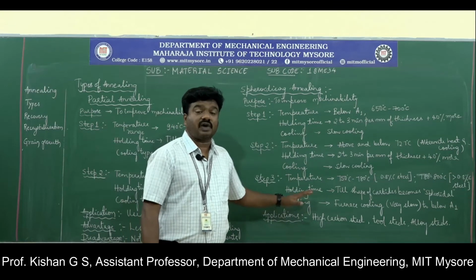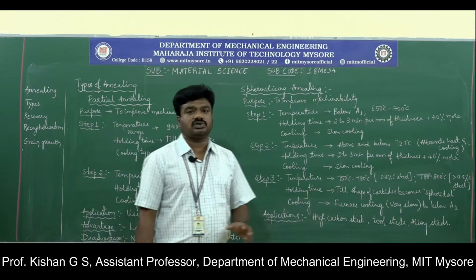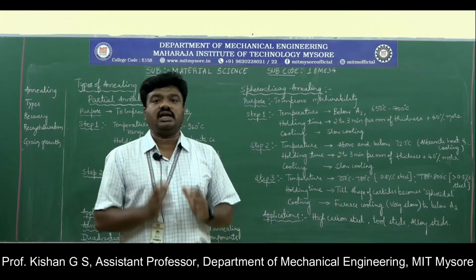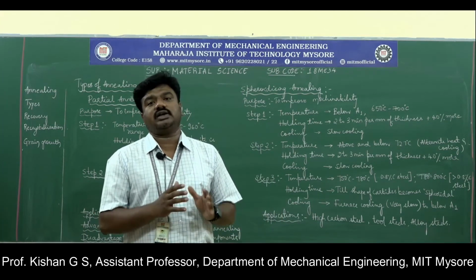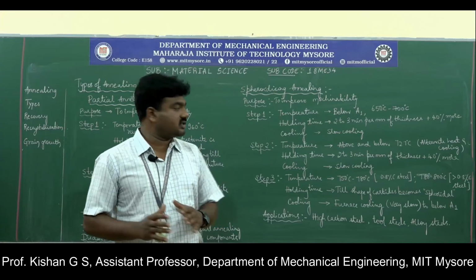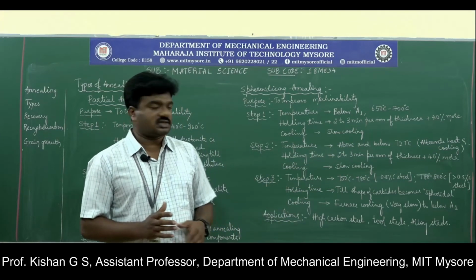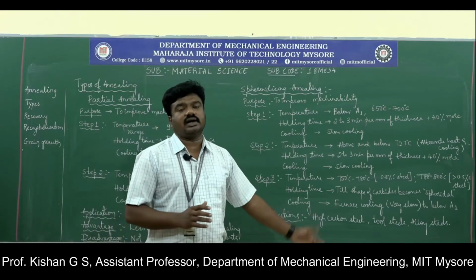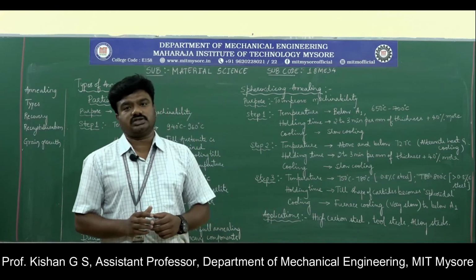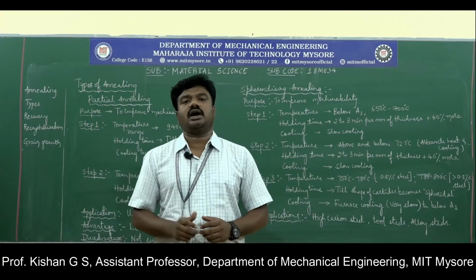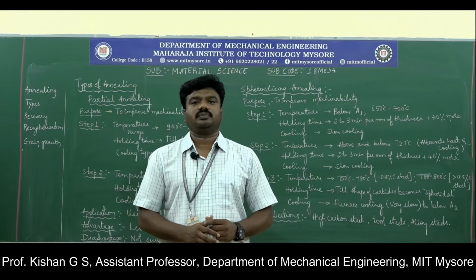The cooling is furnace cooling or a very slow process of cooling, wherein you are going to turn off the furnace and leave the entire specimen to cool till it reaches below A1, that is lower critical temperature. As suggested, it is applicable for high carbon steel, tool steels and alloy steels. So these are the contents that are to be studied and understood regarding the process of annealing.